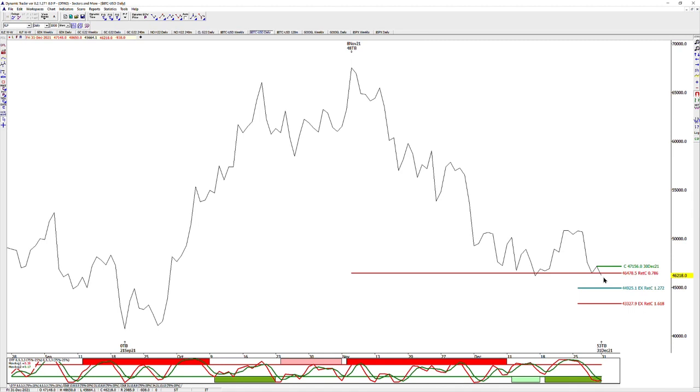And a Bitcoin close above 47,156 would be an actual go long strategy given that the daily momentums are oversold. So great strategy coming up.